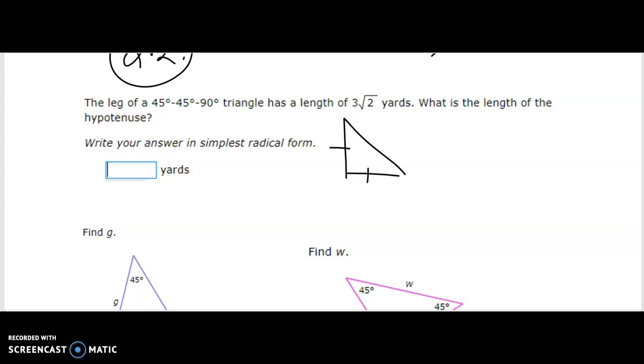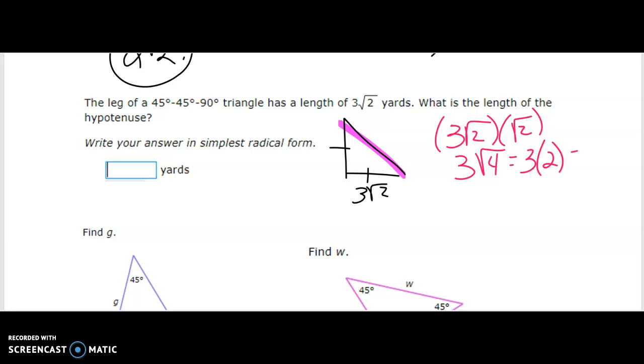We have a 45, 45, 90 triangle, which means that we have an isosceles right triangle. The leg is 3 square root of 2. So what is the hypotenuse? So if the length is 3 square root of 2, and then we put another square root of 2 with it, it is 3 square root of 4, which is 3 times 2, which is 6.